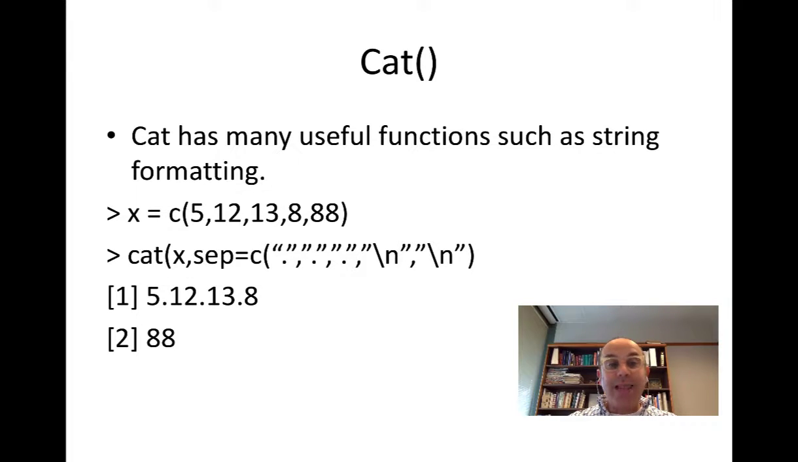Another way of looking at that, look at the following example. Cat also has many useful functions, such as setting up the string format for us to work with. In this case, I can format the output to be more concise. Instead of 5, I can set it up to be 5.12.13.8, so again the format changes based on the cat function, and this is the beauty of it.